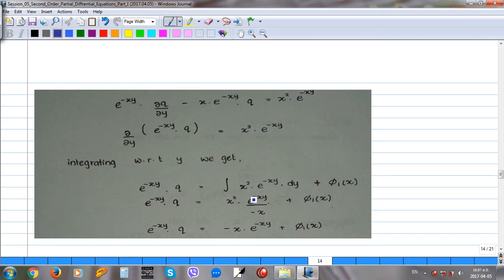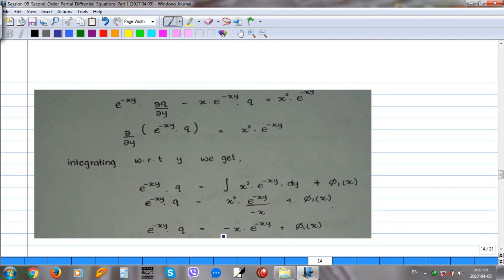So you can simplify this further with respect to y. Then if we consider with respect to y, x squared is a constant, then for e to the power minus xy, the integration of this is e to the power minus xy divided by minus x, right? So then you can take e to the power minus xy times q equals minus x e to the power minus xy times q, plus a constant phi 1(x), right?